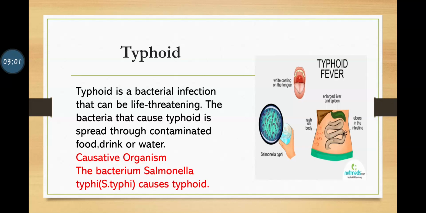Typhoid. Typhoid is a bacterial infection that can be life-threatening. The bacteria that cause typhoid are spread through contaminated food, drink, or water. Causative organism of typhoid: Salmonella typhi, S. typhi.